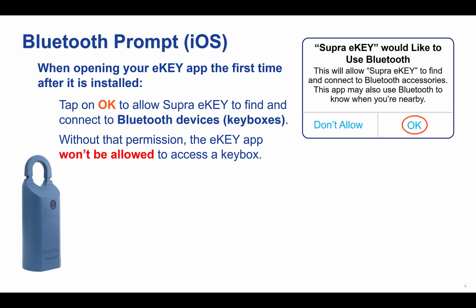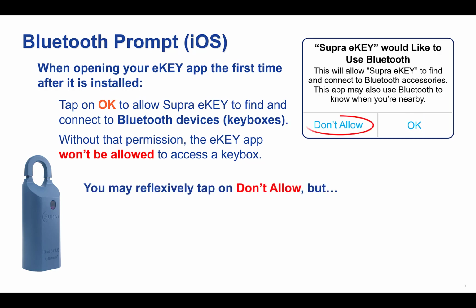A couple new things you may see. Bluetooth prompt for iOS, iPhone, and iPad users. Something new you may see if you have an iPhone or iPad with iOS. When opening your eKey app for the first time after it is installed, it will say Super eKey would like to use Bluetooth. This will allow Super eKey to find and connect to Bluetooth accessories. This app may also use Bluetooth to know when you're nearby. You tap OK on that, and that will allow our app to communicate with keyboxes. If you tap on Don't Allow, then the eKey app is not going to be able to connect to a keybox.